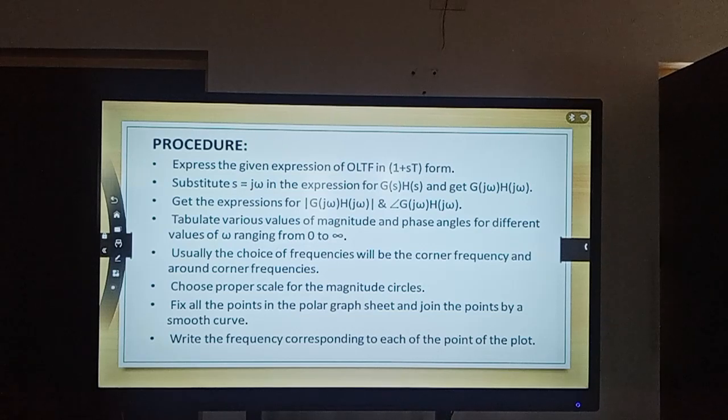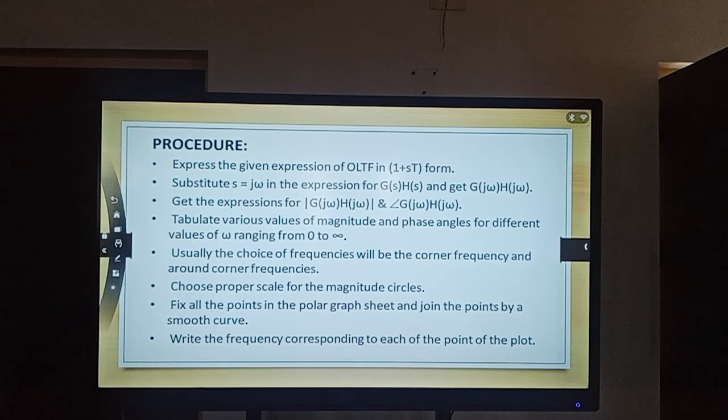If the term is 1 plus sT, that is 1 plus j omega T, it is taken as minus tan inverse of b by a, where b by a is the coefficient of the imaginary term divided by the real term. That is how we determine the angle. We have already done that in the Nyquist plot, and the same we are going to follow here. Only omega ranges from 0 to infinite. That is the only change between the polar plot and the Nyquist plot. Keep that in mind.